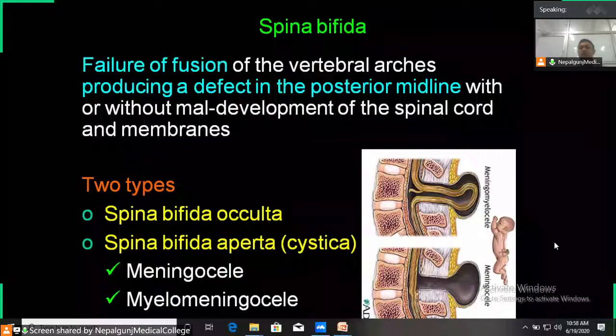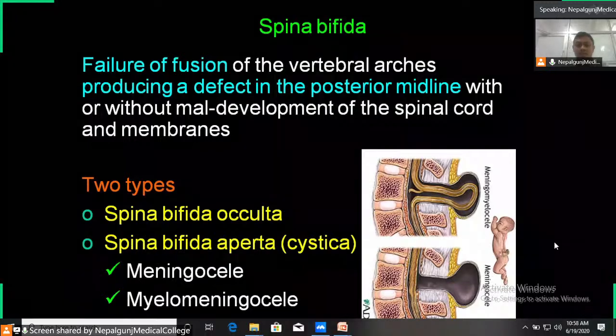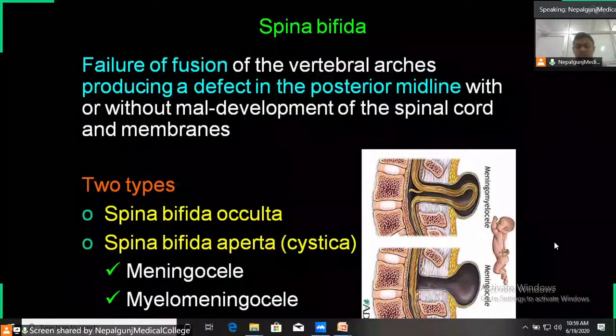It is a failure of fusion of the vertebral arches, producing a defect over the posterior part of the spinal cord, usually the lamina. So there is a defect of the lamina of the vertebra, a midline defect, or a complete absence of the lamina, causing the neural elements to protrude outside. That is a form of spina bifida. It is of two types: spina bifida occulta and spina bifida aperta, or you can say cystica. Spina bifida cystica is again divided into two forms: meningocele and myelomeningocele.